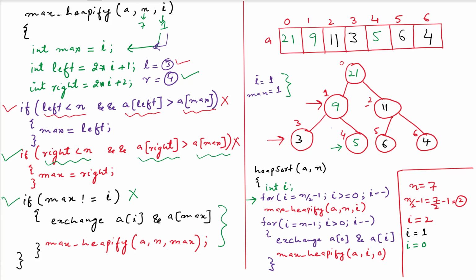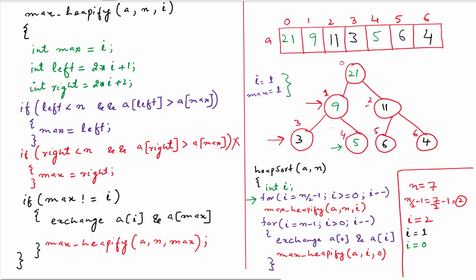Okay, and now the value of I had become 1 here, and now when we come to this for loop, we have to decrement the value of I. So the new value of I will be equal to 0 again, and then we call this max heapify procedure here with the new value of I as 0. So this time n will have value 7, I will have value 0, and this 0 will be assigned to max. So this time I and max will have value 0.